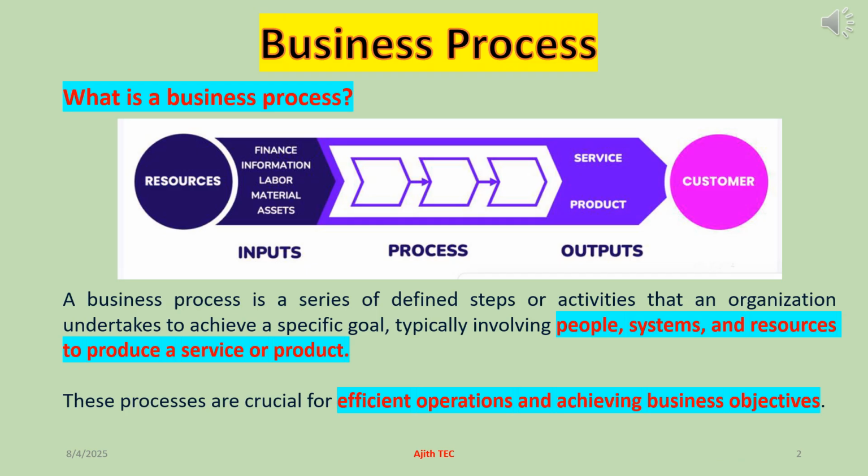Business process. A business process is a series of defined steps or activities that an organization undertakes to achieve a specific goal, typically involving people, systems, and resources to produce a service or product. These processes are crucial for efficient operations and achieving business objectives. Understanding and optimizing business processes is crucial for organizations to streamline operations, improve efficiency, and achieve their strategic goals.